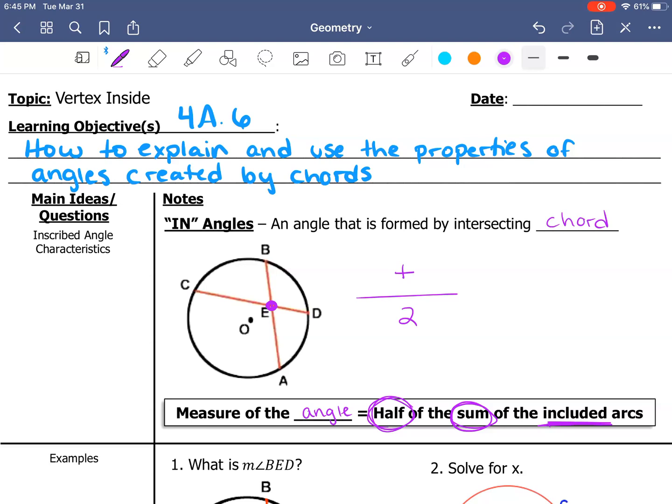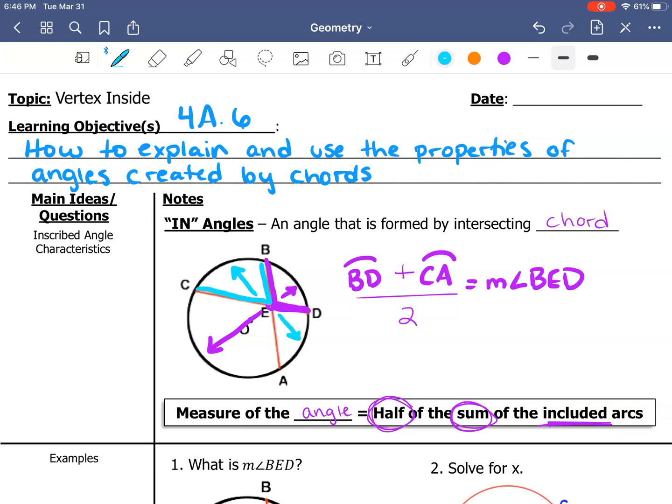So we look at our picture. If I'm trying to figure out this angle, angle BED, I just ask what two arcs are across from each other. This would be arc BD plus arc CA, which would give you the measure of angle BED. So you always look across from those angles to see which arcs to add together. If I wanted to figure out angle CEB, this would be arc CB plus arc DA, divided by 2, which would give you the angle.